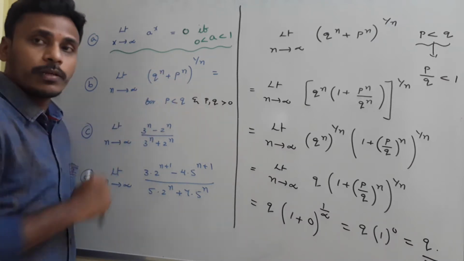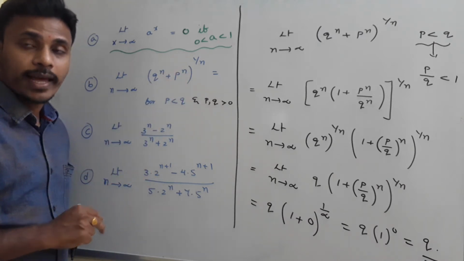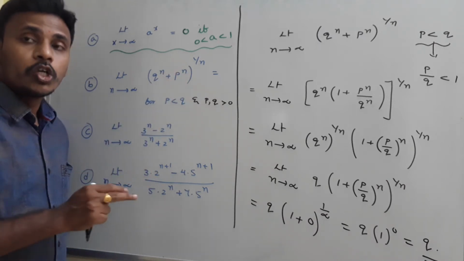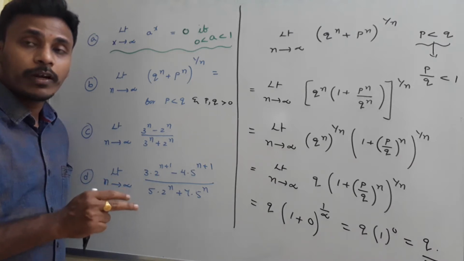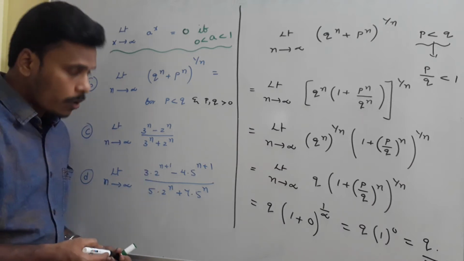Because the base may be infinity and the power is 0. Infinity power 0 is also not acceptable. It's an indeterminate form. So to avoid that indeterminate form, we need to go with some logical process. And here it is.